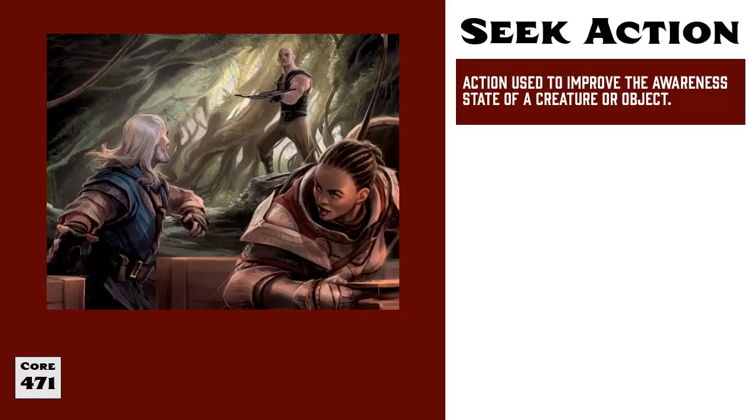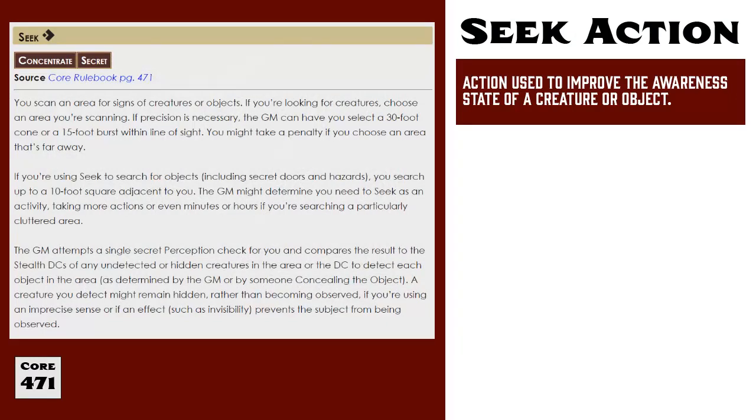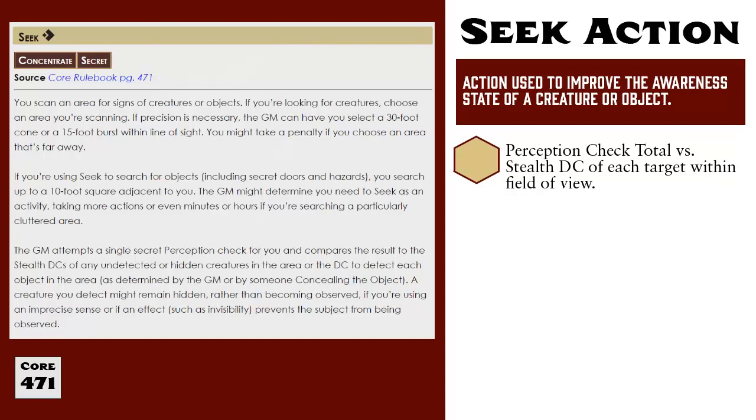When a player wishes to improve their awareness of a target, they use the seek action. When seeking, you're actively alert and trying to find something you believe might be hidden within your field of view. This costs one of your 3 actions that round, and a perception check is rolled that is contested by the stealth DCs of any hidden or undetected creatures in your field of view. This works like most any other check, except it is not rolled by the player. Instead, this is one of those times where the GM will make that roll for you in secret without you knowing what the total of the roll is.